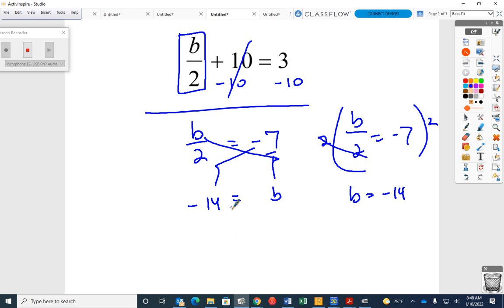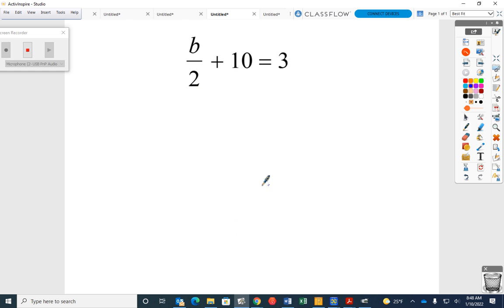Okay, I'm going to write one up here. I want you guys to try it completely on your own. Okay? X divided by 3 plus 5 equals negative 7. Try that one.